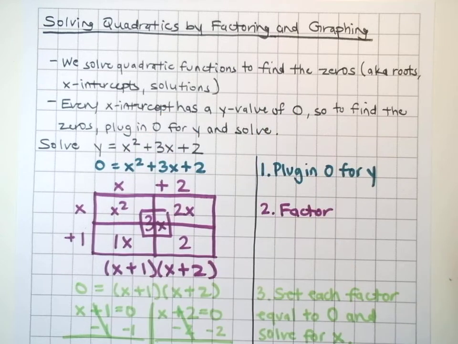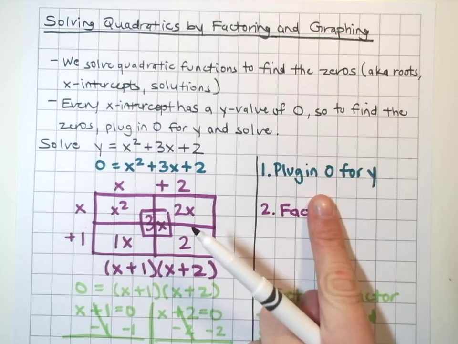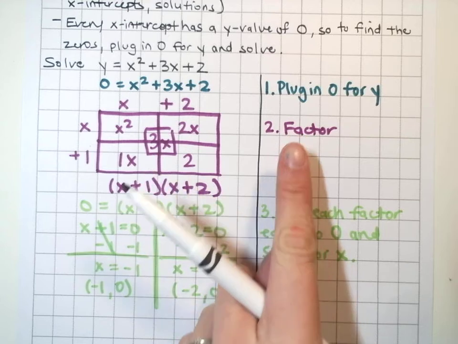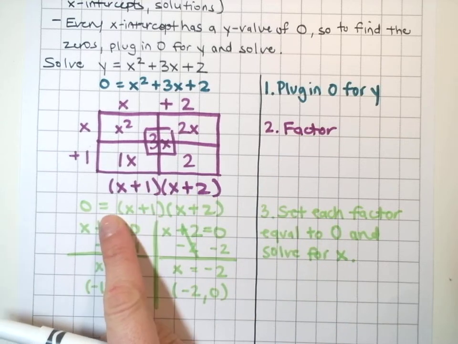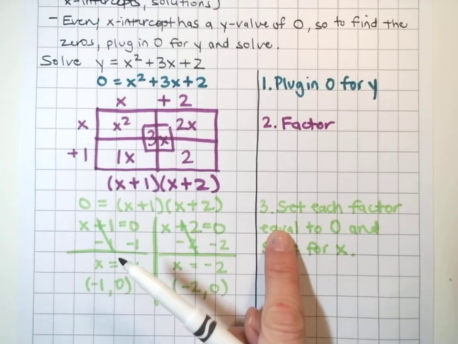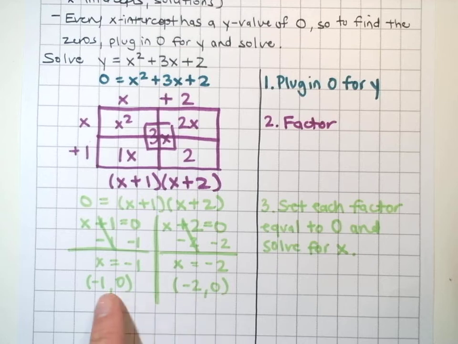So we already went through how to factor to find the x-intercept. So we plug in 0 for y. Then we factor. Once we factor, we have 0 equals x plus 1 times x plus 2. So we set each factor equal to 0 and we solve for x. So once you solve for x, then here is today's new step. We are going to graph the points and sketch the parabola.